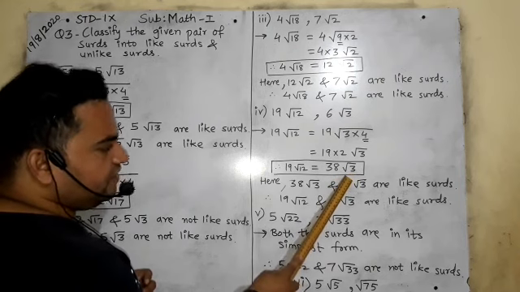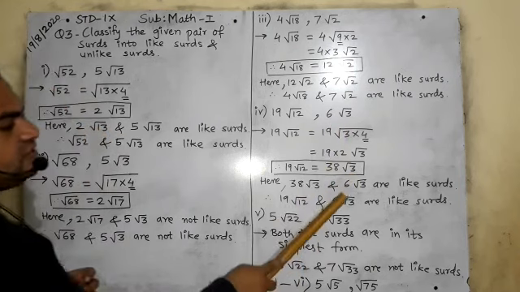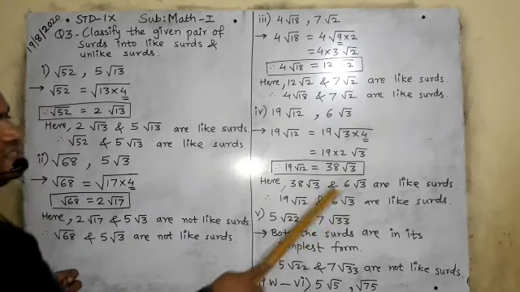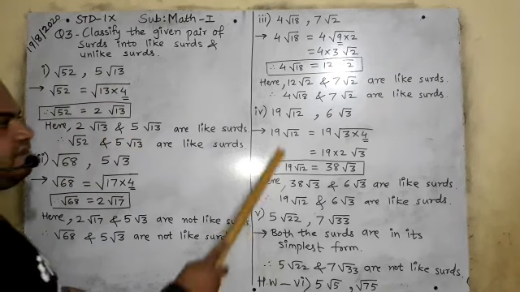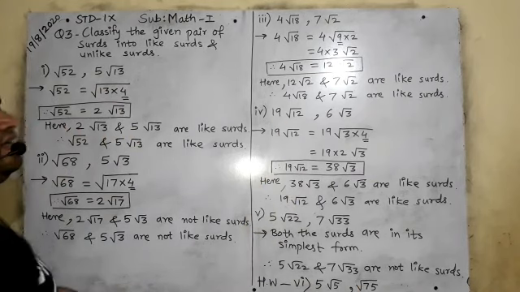So it has square root 3, and this number is also having square root 3. Both of them have the same surd, they are alike. Therefore they are like surds. So here I will write at last the question and that they are like surds.